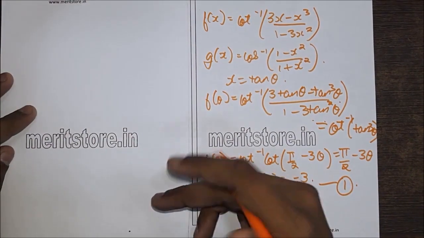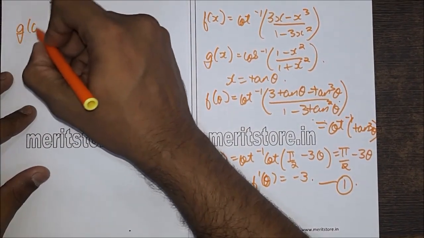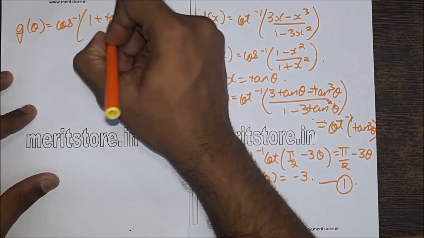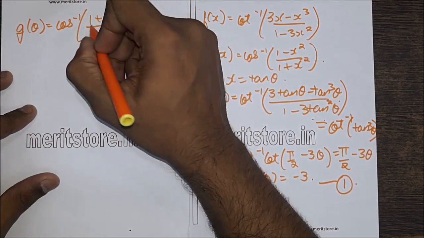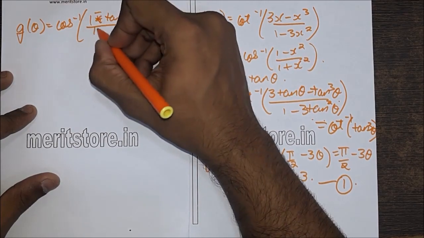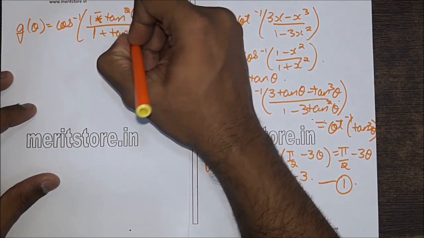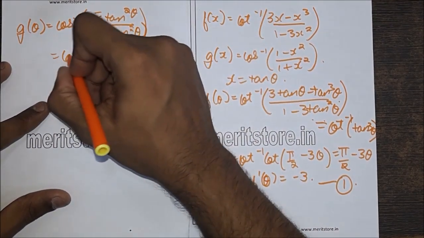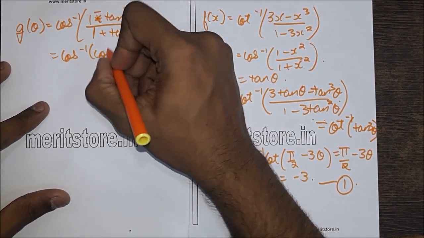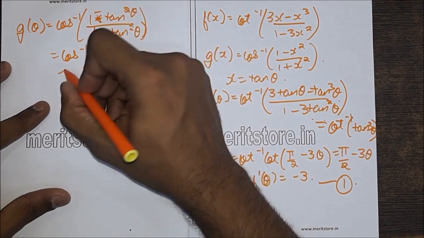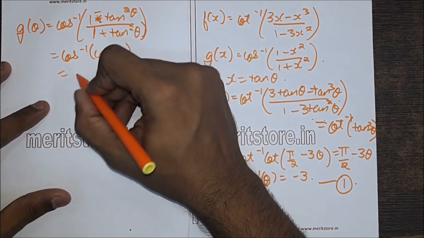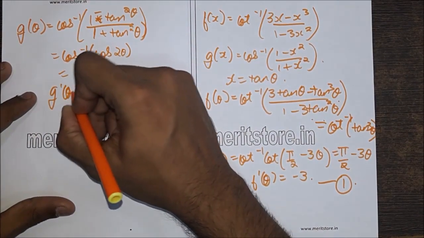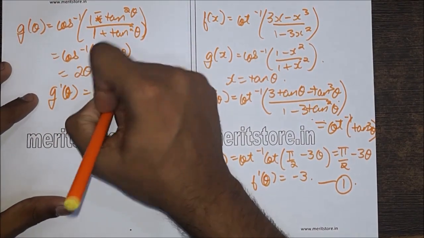Now for g of theta, we have g of theta equals cos inverse of 1 minus tan square theta upon 1 plus tan square theta. This is nothing but cos inverse of cos 2 theta, where cos inverse and cos get cancelled, leaving us with 2 theta. Therefore g dash of theta equals 2.